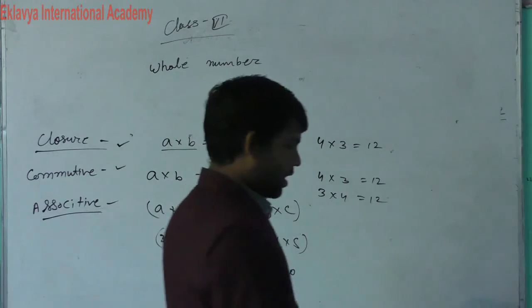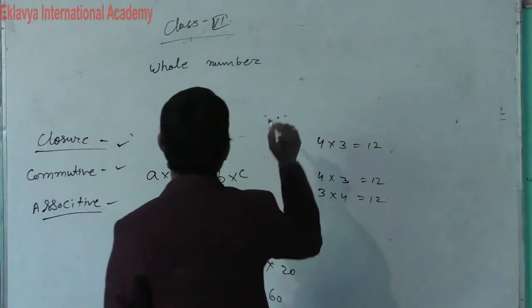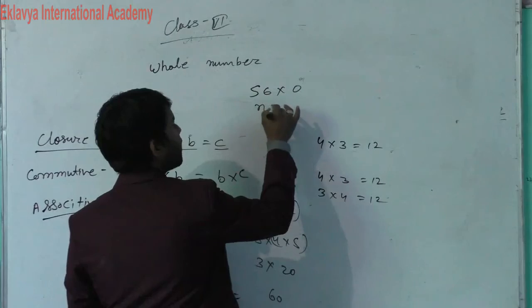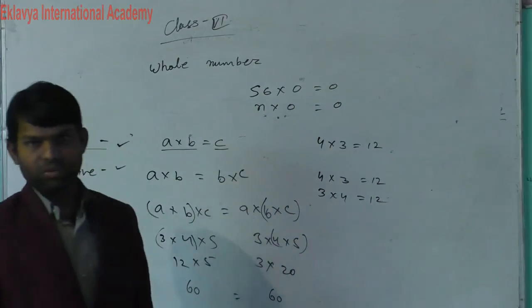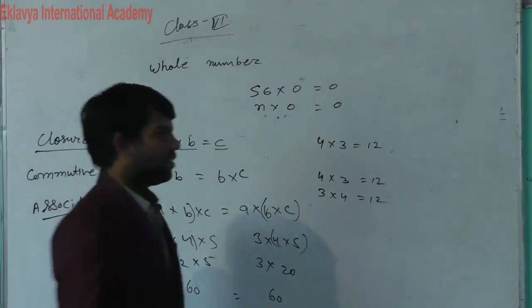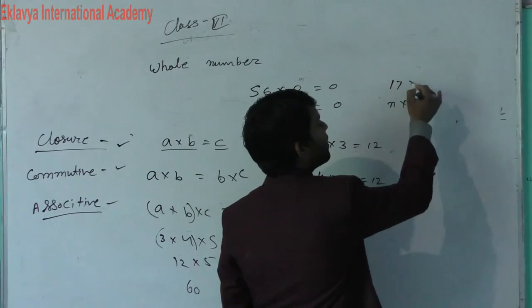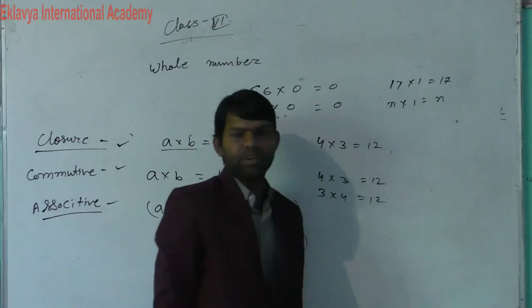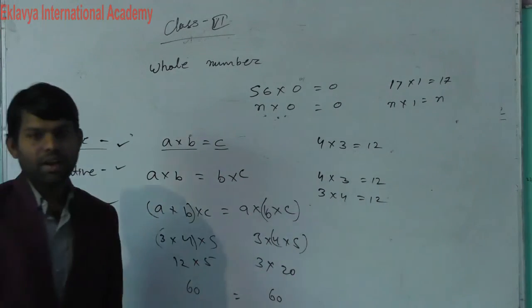Now some properties are also important in multiplication, like 0. If we multiply any number by 0, then the answer will always be 0. Similarly, if you multiply any number by 1, then the answer will remain the same as the number. If the number here is 17, then the answer will also be 17. Understand, students?